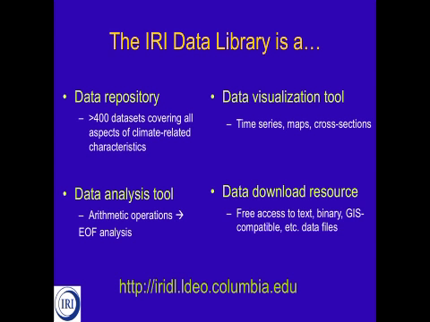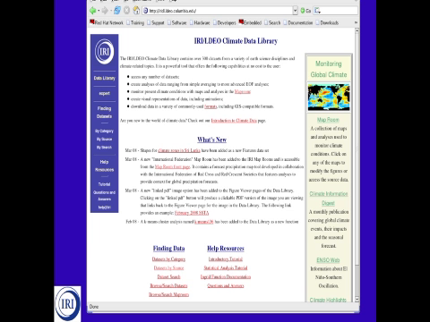At the bottom of the page you can find the URL for the data library homepage. So we'll start there and take a look at the data library homepage. At the top you will see a short description of the data library and its capabilities. Over on the right side you will see a link to the IRI map room, and this contains a variety of maps and analyses based upon data primarily found in the data library.